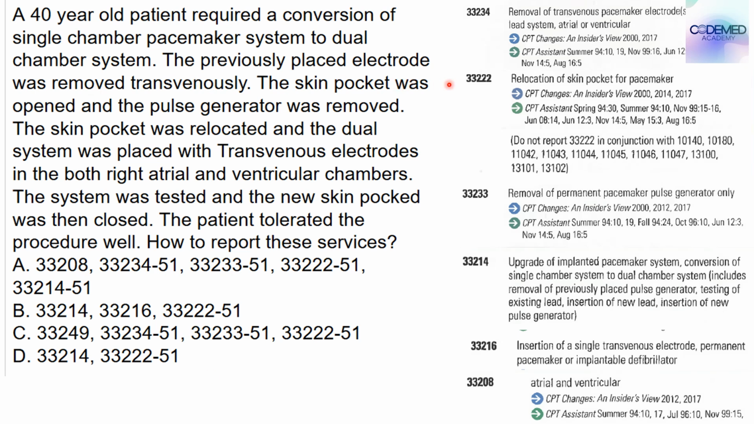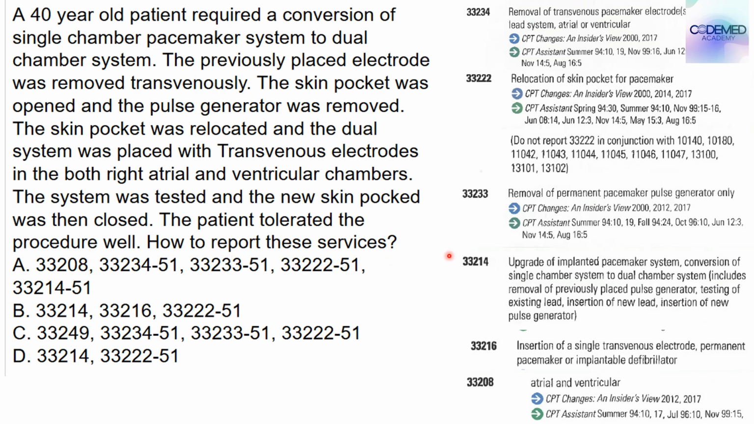The previously placed electrode was removed transvenously, the skin pocket was opened and the pulse generator was removed. The skin pocket was relocated and the dual system was placed with transvenous electrode in both the right atrial and ventricular chambers. The system was tested and the new skin pocket was closed. The patient tolerated the procedure well.